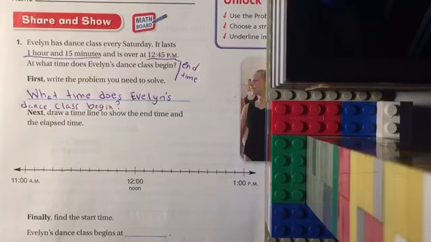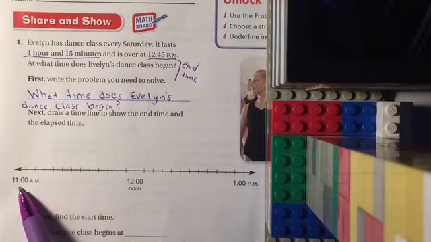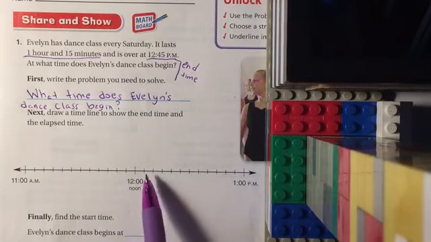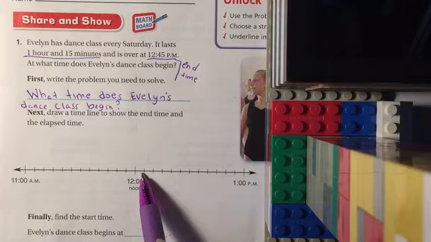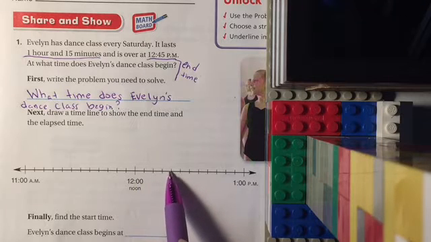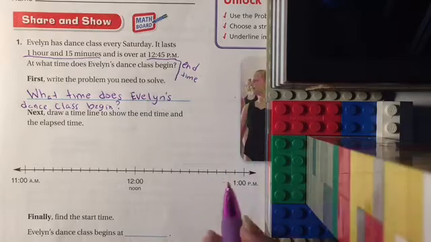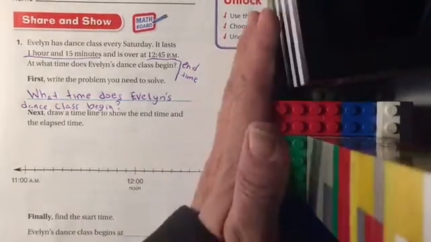Next, draw a timeline to show the end time and the elapsed time. Well, you know what? Again, I know that she ends at 12:45. But my timeline only shows 11 o'clock, 12 o'clock, and 1 o'clock. Where's 12:45? So I see the 12. I'm going to count by fives. 12:05, 10, 15, 20, 25, 30, 35, 40, 45. Oh, I bet I found it.